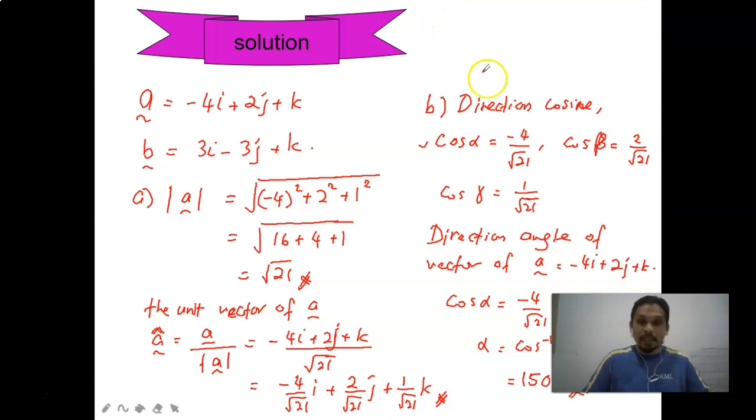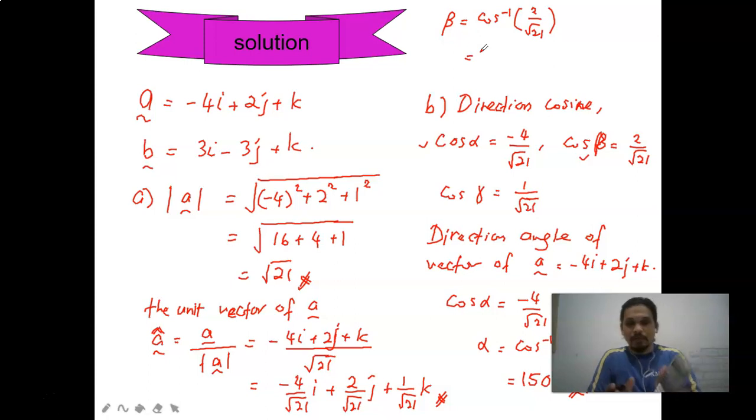Okay, now look at this one here. Cos beta equals 2 over square root of 21. So then beta equals arccos of 2 divided by square root of 21. Press the shift and cos buttons, it gives you cos inverse, and then set up the formula inside, which is 2 divided by square root of 21, as you see on the screen here now.